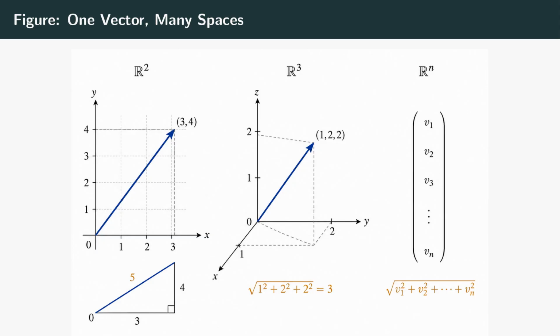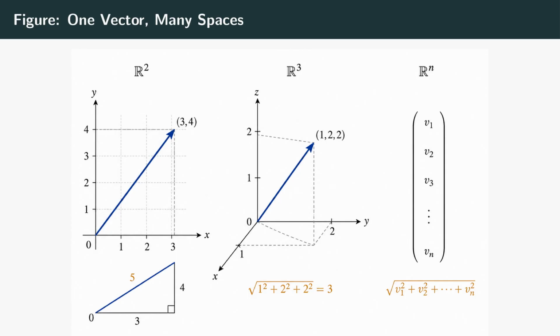Here is the same idea climbing through dimensions. On the left, the plane, R2, one arrow runs from the origin to the point 3, 4, and beneath it, a right triangle with legs 3 and 4 shows why its length is 5. Pure Pythagoras. In the middle, space: 3 axes drawn in perspective, and an arrow reaching to the point 1, 2, 2 with length 3. So far, we can see everything.